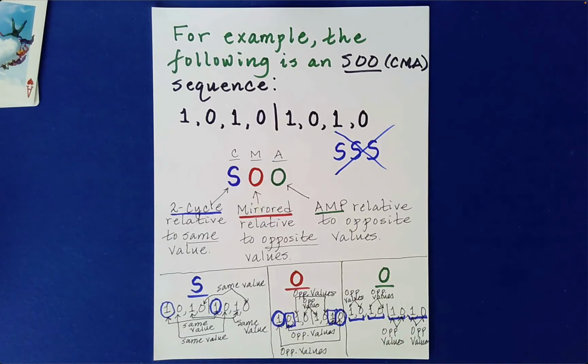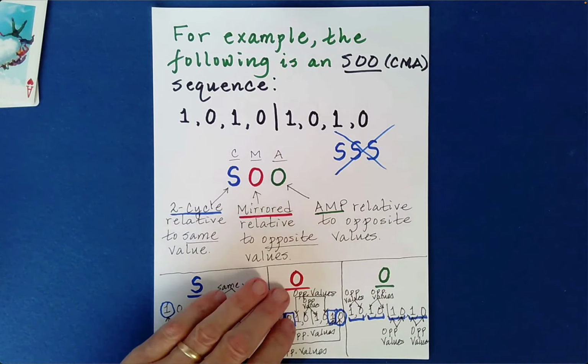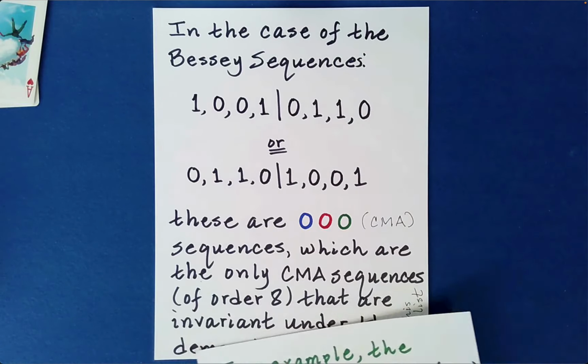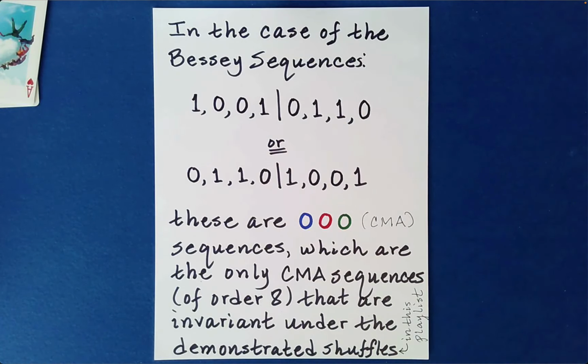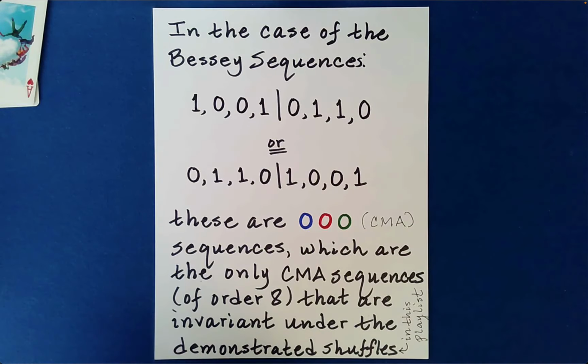Now the others do. And it ends up that the one that is a crown jewel among CMA sequences of order 8, and I should point that out, order 8, is the OOO sequence. And that is what I have called a Bessey sequence. And this sequence is just beyond belief relative to its ability to survive just about any small packet mixing procedure, systematic one, that's used today. I mean, this sequence is unharmed by it. It's, like I said, almost indestructible, which is amazing.